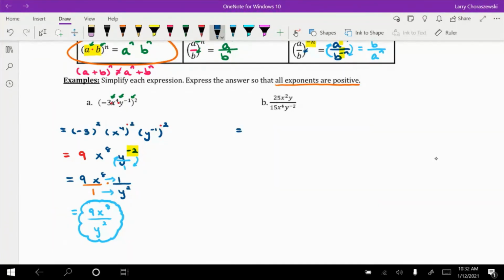I'm going to make one fraction using just the numbers, so 25 and 15. So that'd be 25 over 15. That's going to get multiplied to a second fraction, which is just going to be built by using the x's, so x squared over x to the 4th. And that's going to get multiplied to a third fraction, which is going to be built out of using the variable y. And that's going to be y over y to the negative 2.